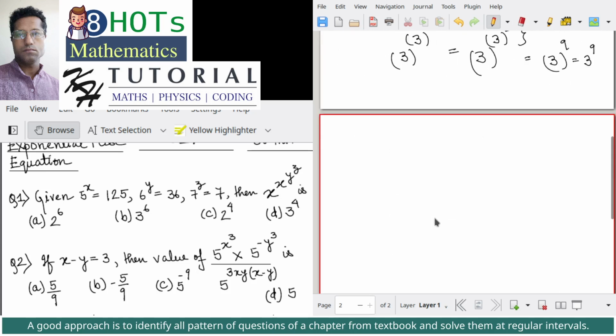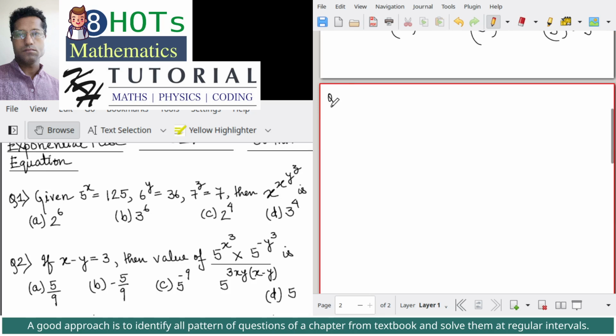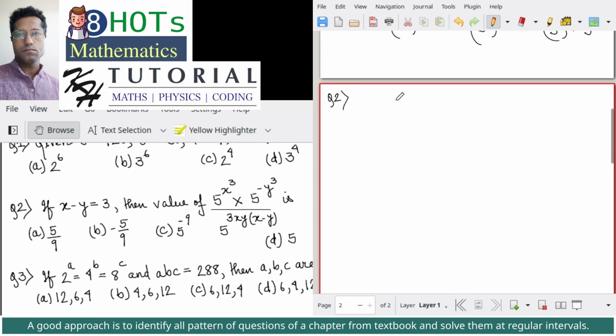Let's do the next problem. Problem number 2. It is given that x minus y is equal to 3. Then we have to find the value of 5 to the power x cube multiplied by 5 to the power minus y cube, divided by 5 to the power 3xy multiplied by x minus y.